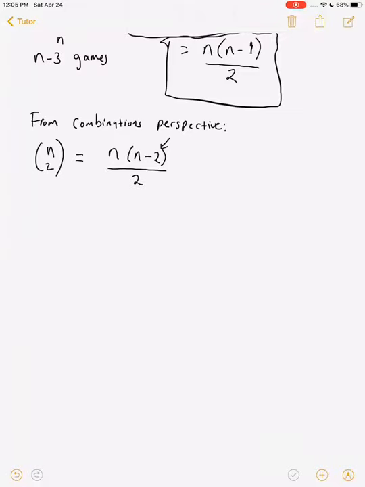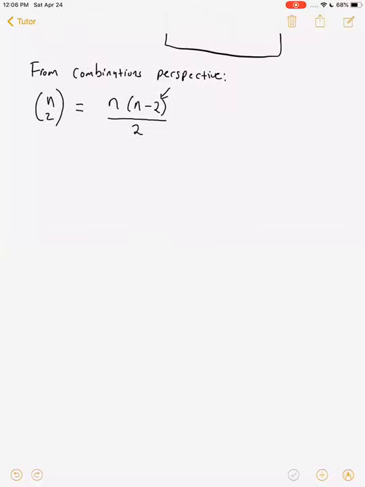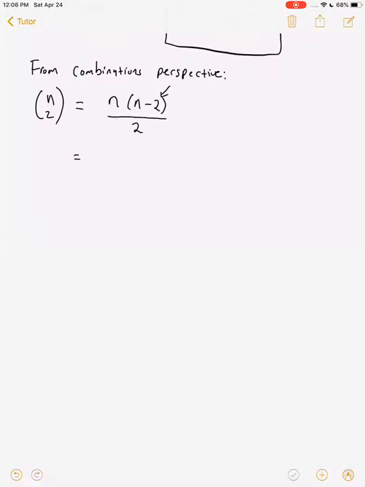Isn't the bottom number... So the bottom number 2 is correct. That's perfect, right? And then this n. But this n minus 2 is incorrect. So how did you get n minus 2? Do you have a reason why? I don't know. Okay, so remember, if you look at the general equation, it's going to be n factorial over n minus 2 factorial times 2 factorial.